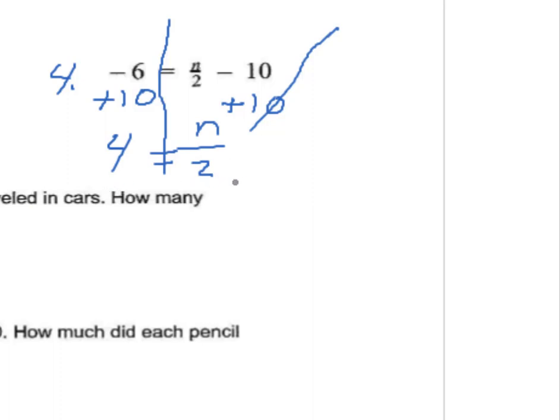Now I have n over 2, which is division again. So I'm going to multiply by 2, because I want the n by itself. And 2 times 4 is 8, so now I have n equals 8. Okay? Easy peasy. So please go through and practice all these and be ready for your test.